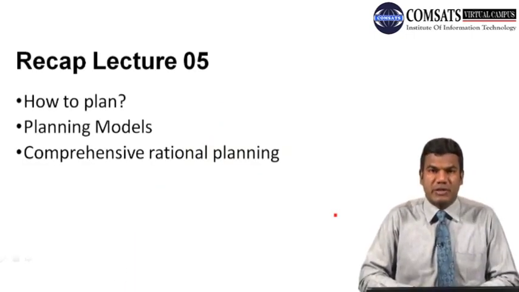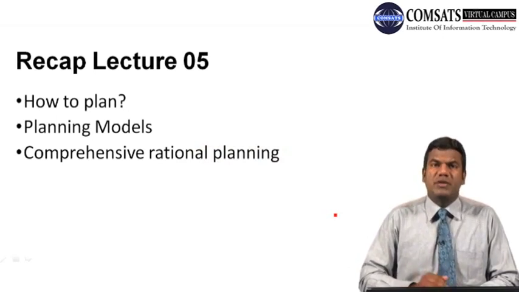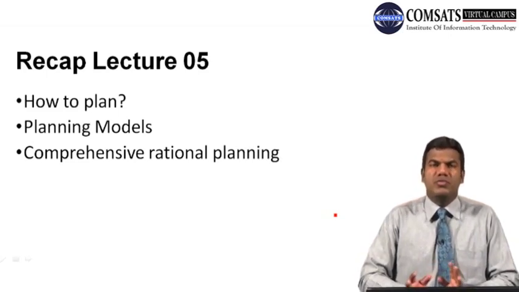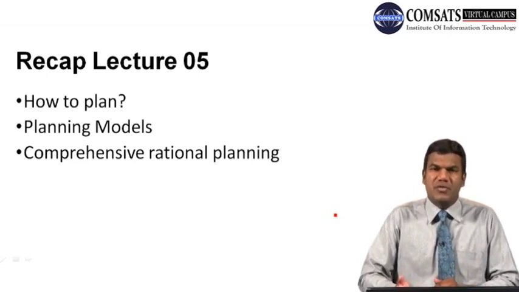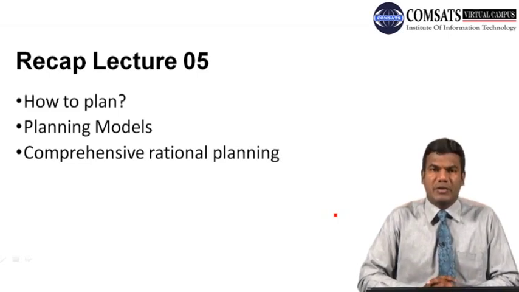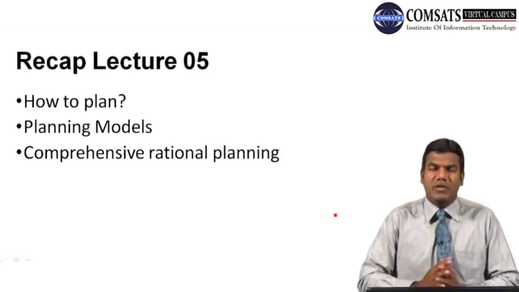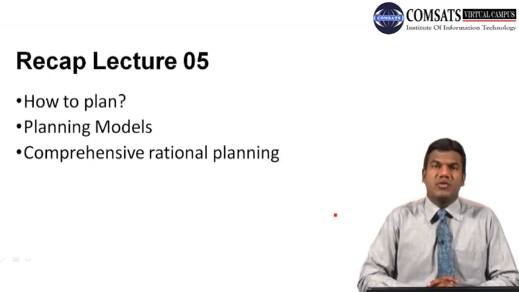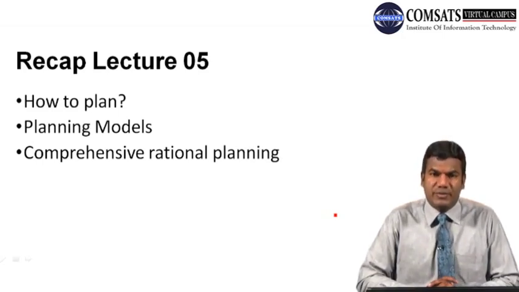Now, before we go into today's lecture, let me just have a recap of what we studied in the last lecture. We talked about how we actually plan, then we moved on to different planning models. In planning models, the two important models are one participatory and another one totally autonomous, totally independent without the public participation. The model that we discussed in the last lecture was comprehensive rational planning. And in this model, usually it's without the public participation and people are not involved in it.